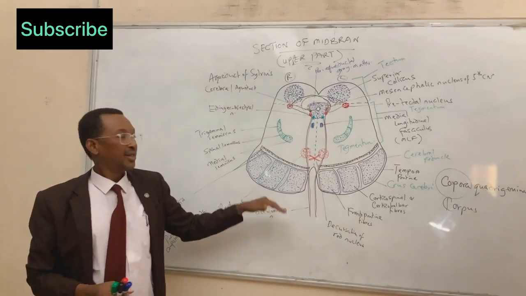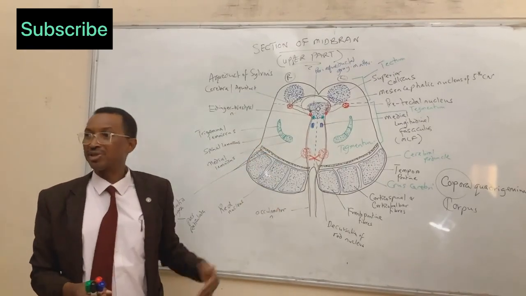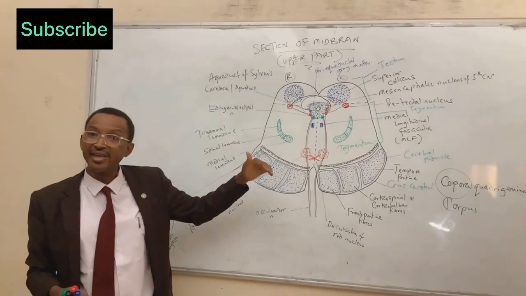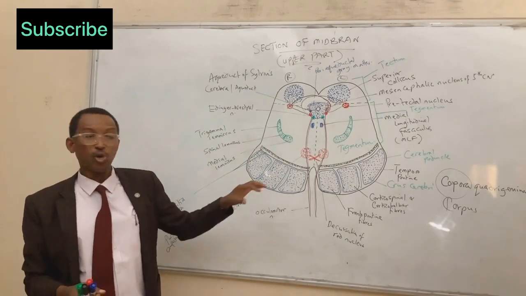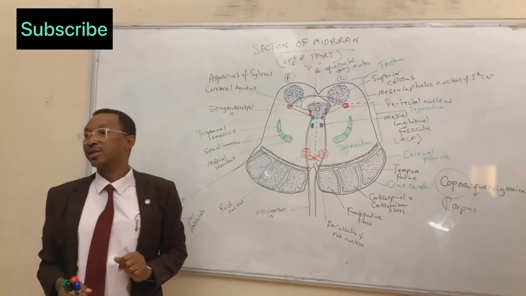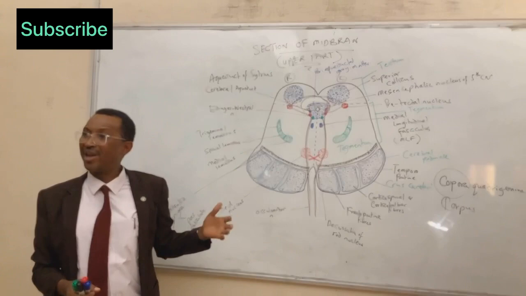Are you clear? The reason for it being dark is because it contains melanin, and what it secretes, if you can remember, we said that area secretes dopamine. So the axons of these neurons present in the pars compacta secrete the dopamine, so the fibers are dopaminergic.